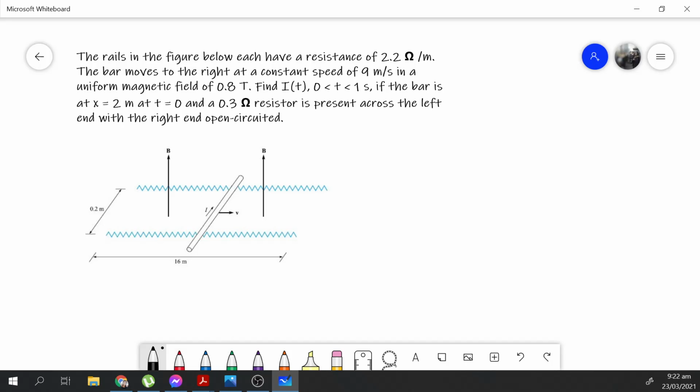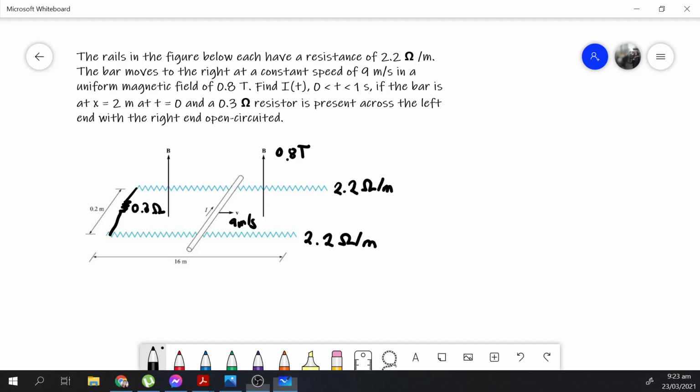So based from the problem, we have the following given. You have the resistance of the rails, which is 2.2 ohms per meter. You have the velocity, which is 9 meter per second, moving to the right. And you have the magnetic field, which is 0.8 Tesla. And lastly, you have a resistor at the left end, whose value is 0.3 ohms. And the right end is open circuited.